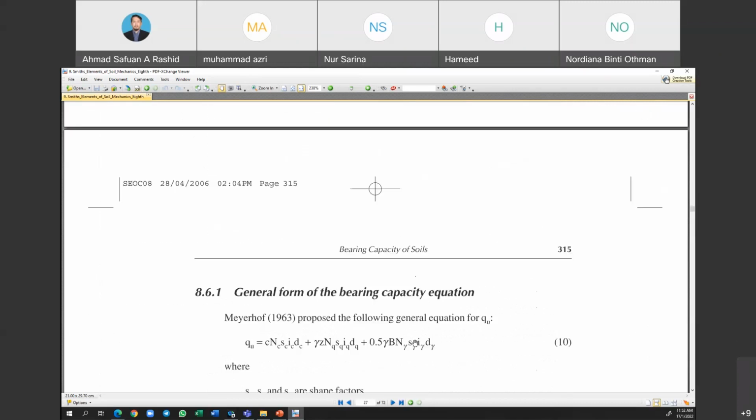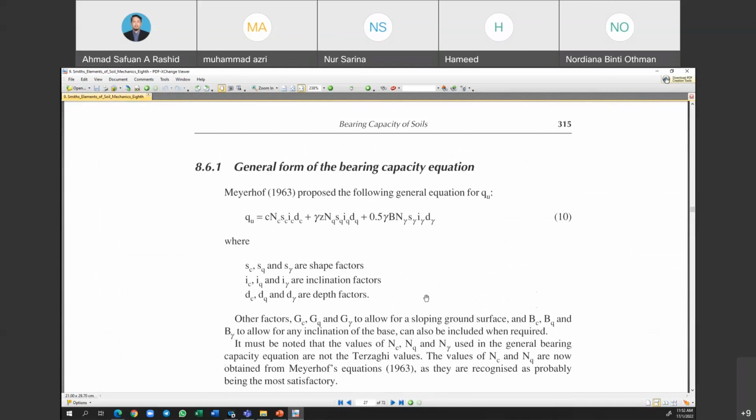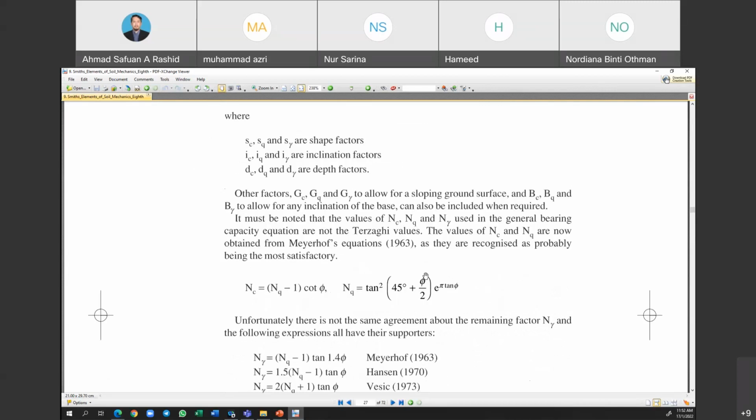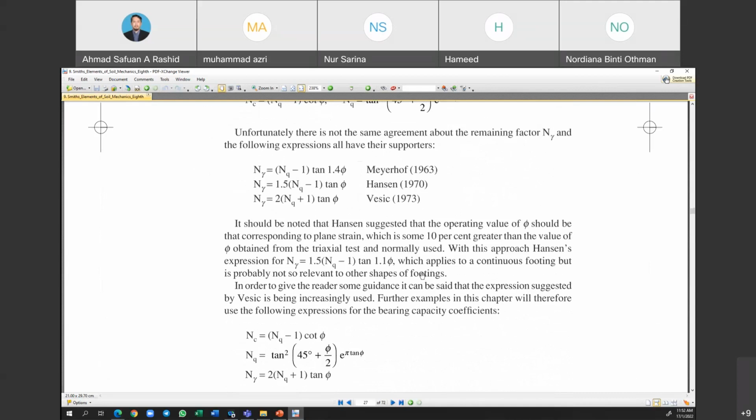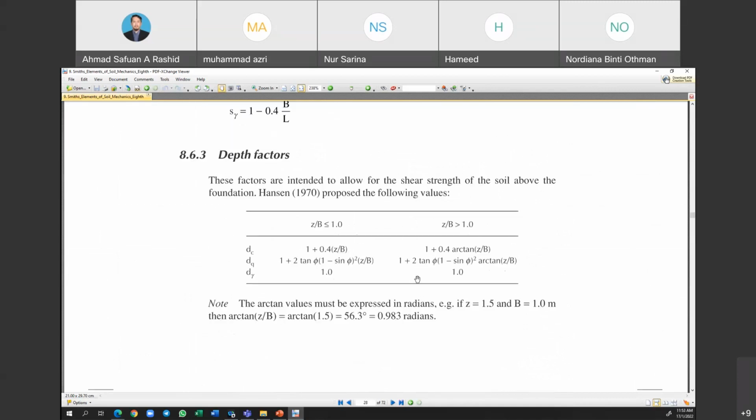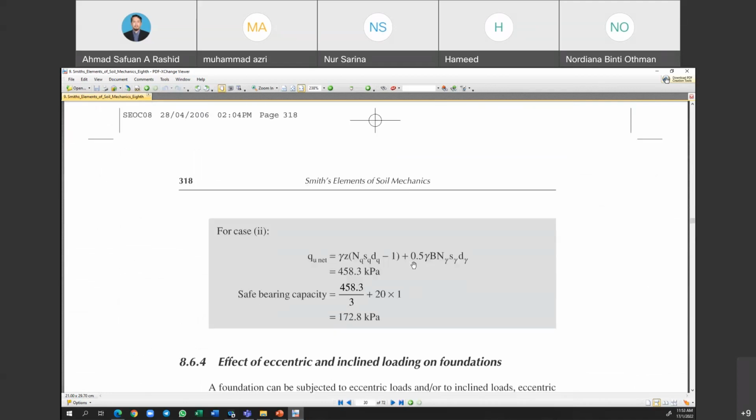Then from there, Meyerhof proposed the equations. In this example, they have a depth factor. But in the EC7, the depth factor is not covered. So these are the Nc, Nq, and N gamma, the shape factor, and the depth factor. This is the example based on Meyerhof. We can go through it later.